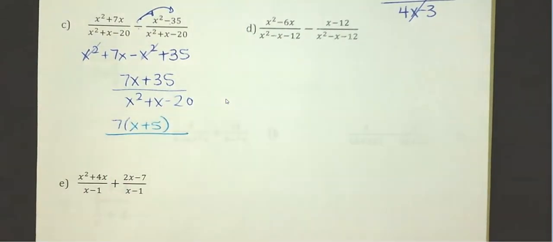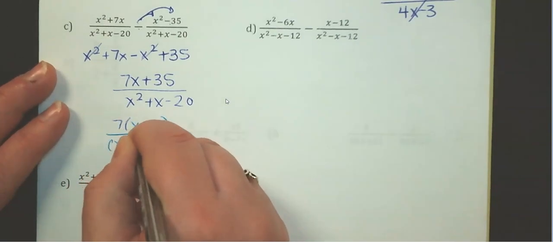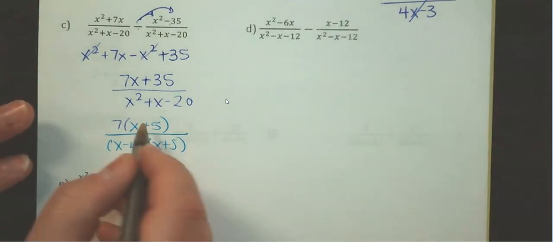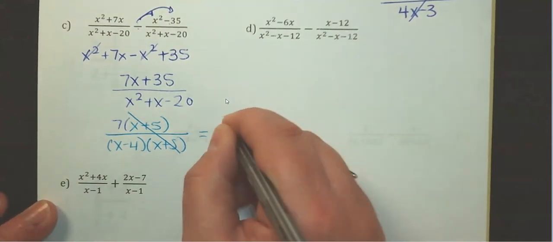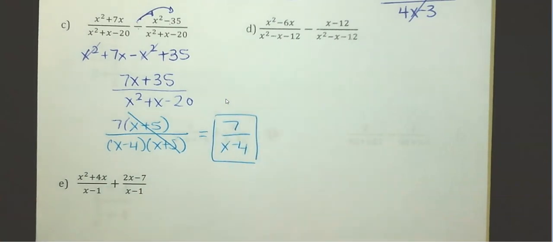For the bottom, could you guys maybe think of two numbers, if you multiply them, you get negative 20, add them, you get positive 1? Yes, okay. So x minus 4, x plus 5, that's the factored form of the bottom of that. And then guess what? That x plus 5 actually matches the top. So all completely simplified here, this is going to be 7 over x minus 4.